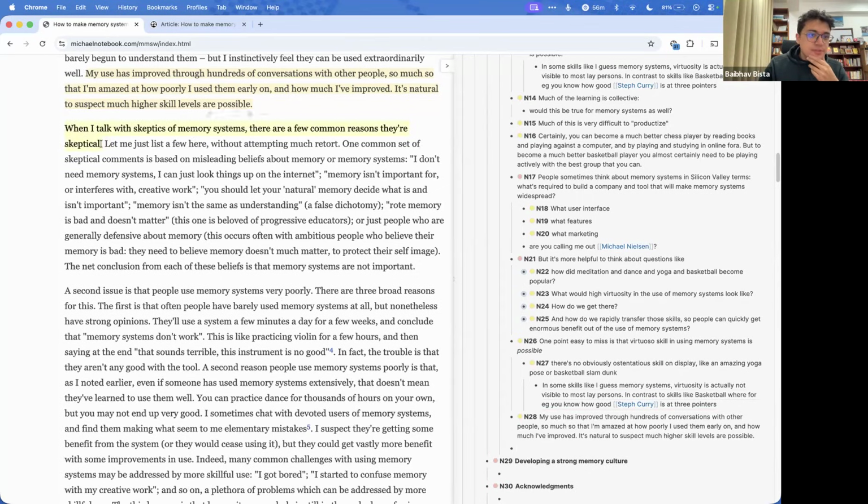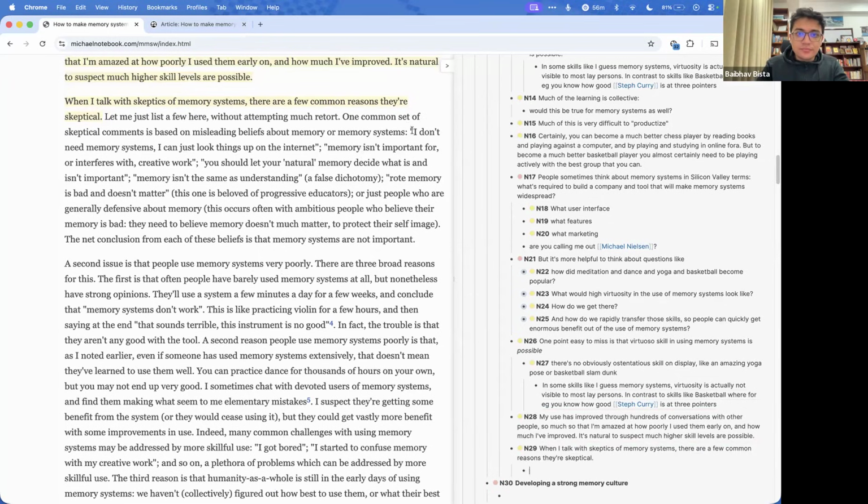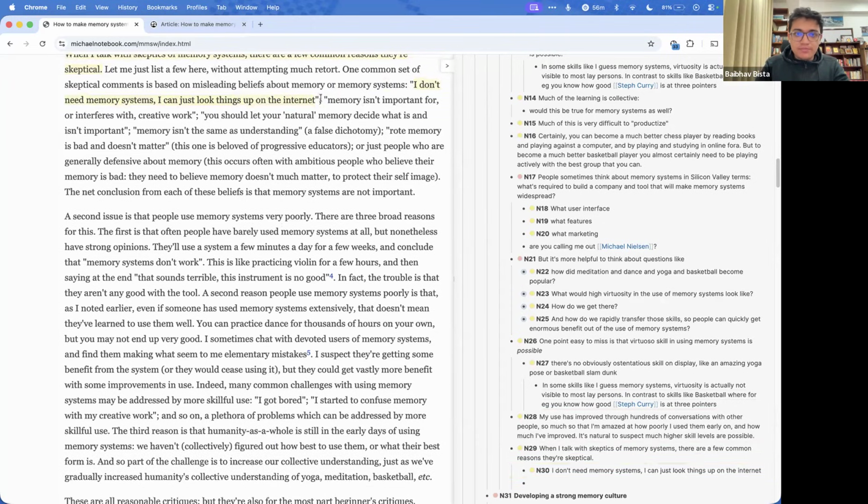So the reasons why people are skeptical, and let's tag all the others underneath that. These are actually quite common. Okay, so I have the internet. Why do I need them? Memory isn't important for or interferes with creative work.